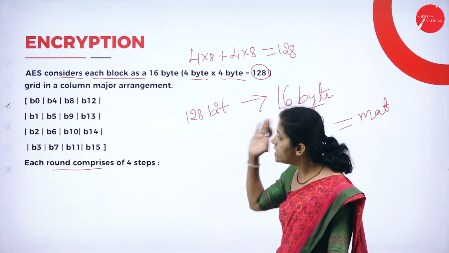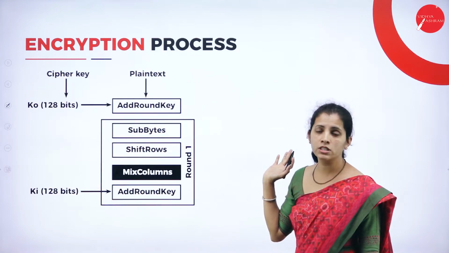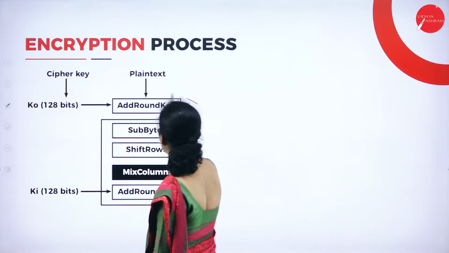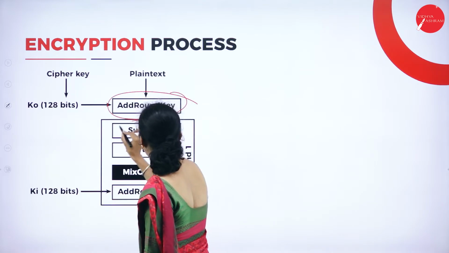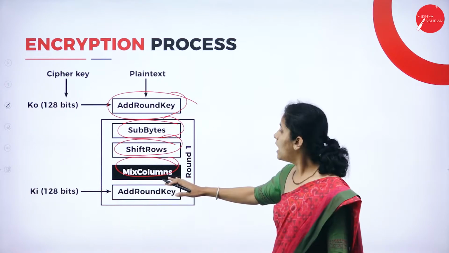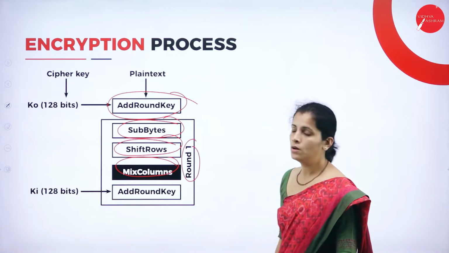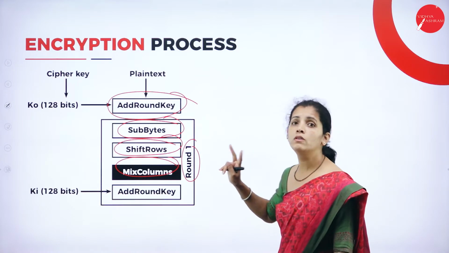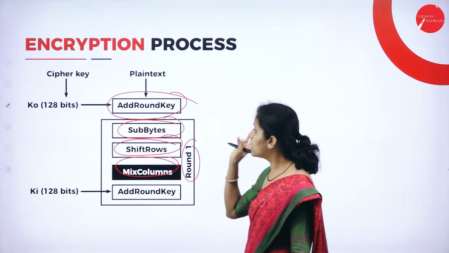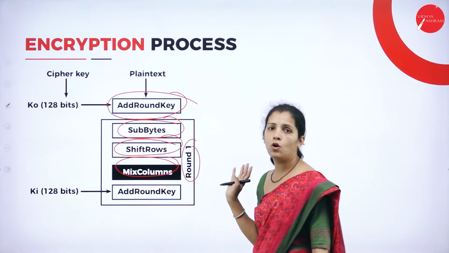Each round comprises 4 steps. That means each round includes 4 steps. What are the 4 steps? That is add round key, sub bytes, shift rows, and mix columns, as well as this is round 1. It's going to include 4 phases: round key, sub bytes, shift rows, and mix columns.